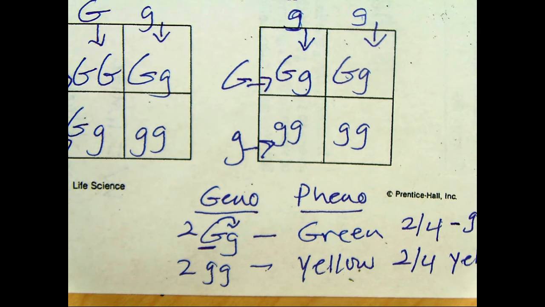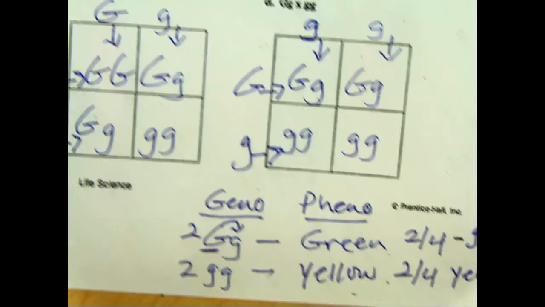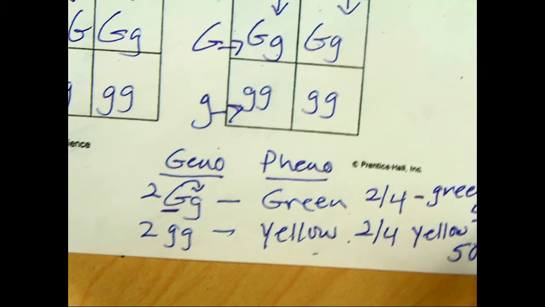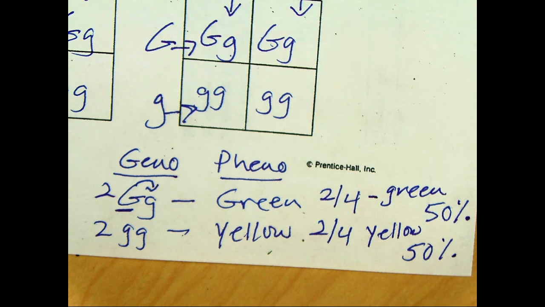So in crossing a big G by a little g, we have a 50% chance of getting green pods and 50% chance of having yellow pods. Okay, so it's a 50-50 shot.